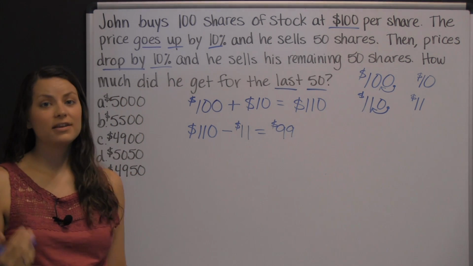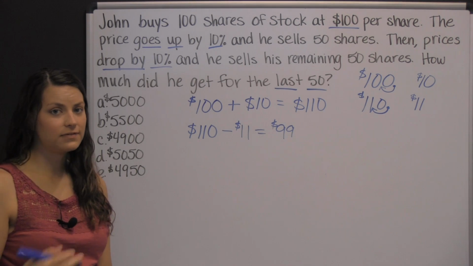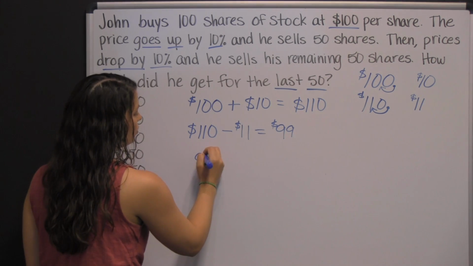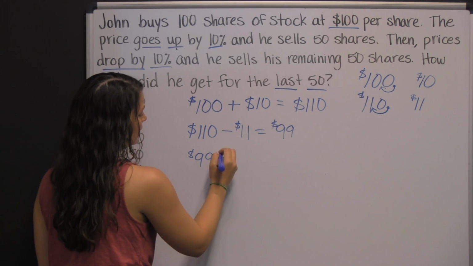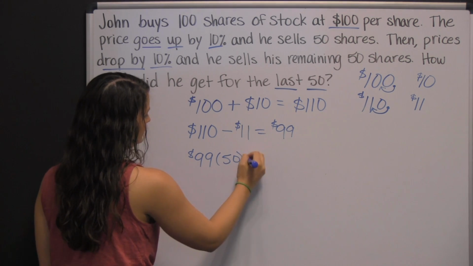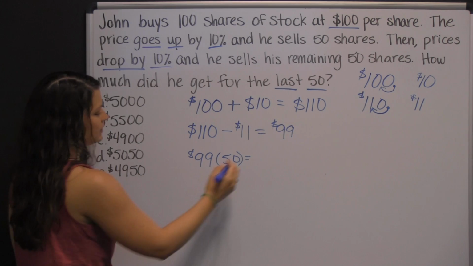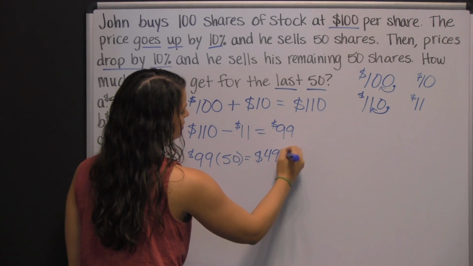Now we can finally find how much he sold those 50 shares for. He sold each share for $99. So it's 99 times 50, which is $4,950.